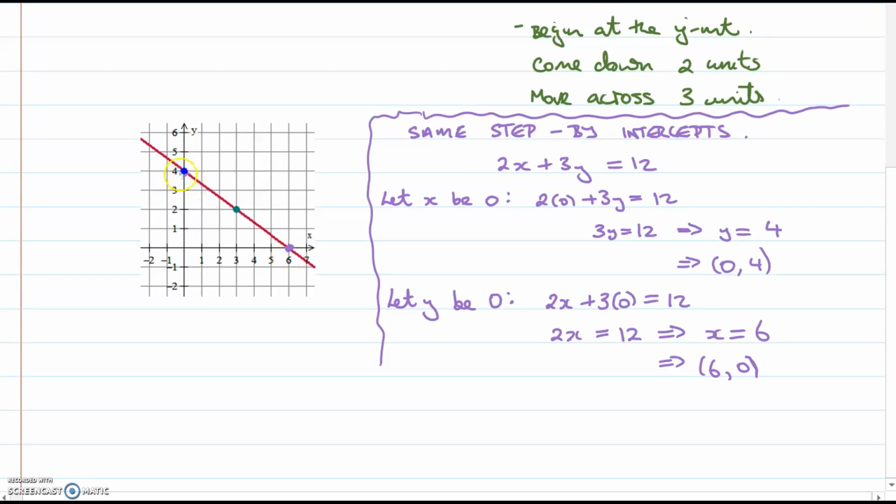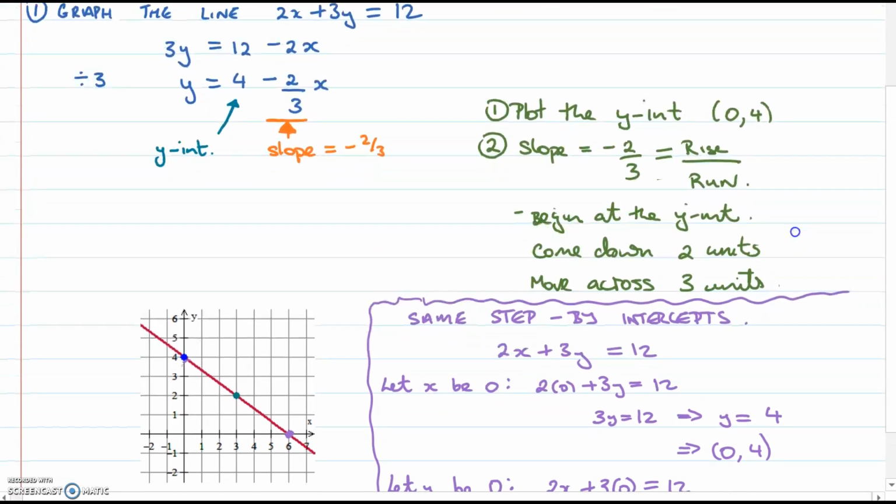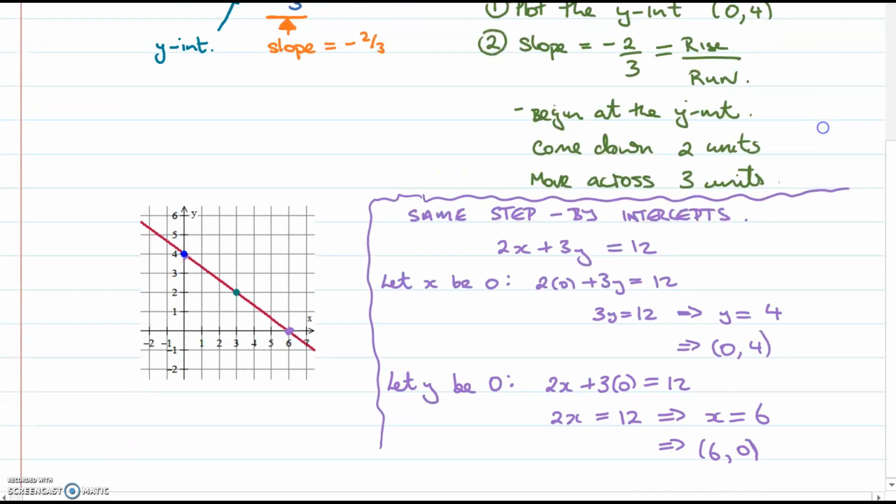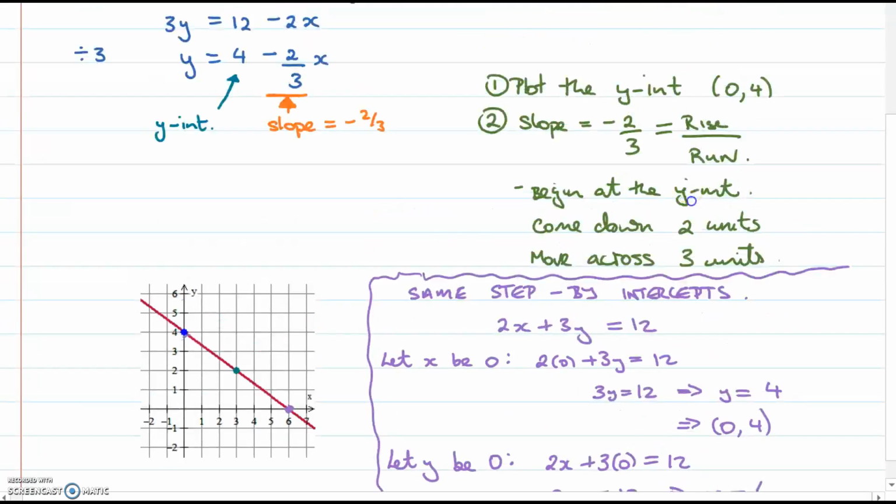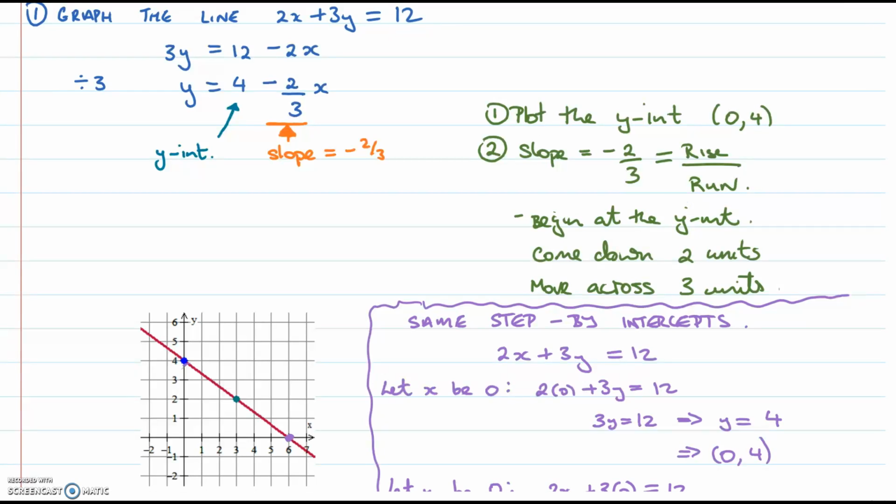So we could have done it either through the first way, by writing the equation of the line in slope-intercept form, figuring out the y-intercept and the slope, or by doing it by intercepts. And either way, we still get the same line. Okay? Now that was the first step in all of this. The second step comes next.